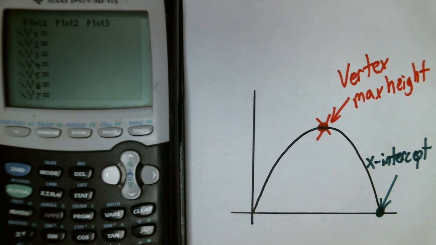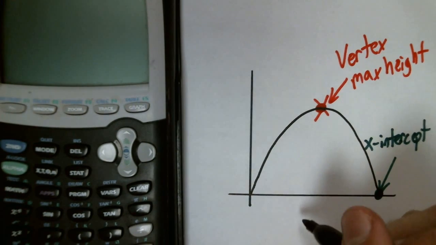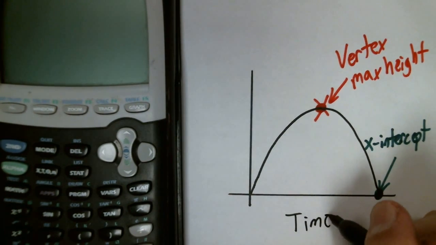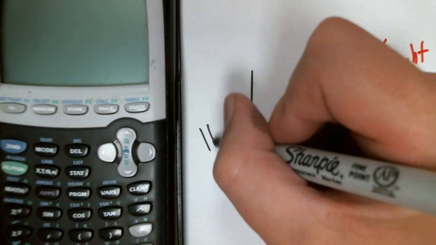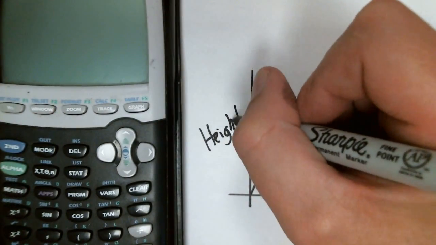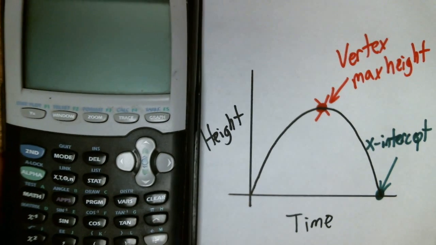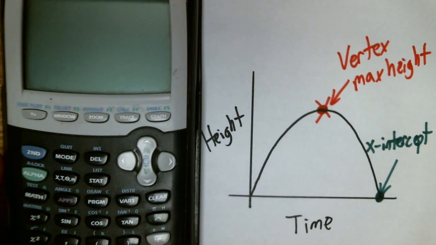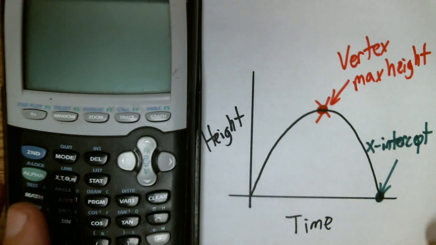And in most of these problems, we're going to have time on the x-axis, and most of the time we're going to have height on our y-axis. So that's basically how each of these problems work. So let's go ahead and jump into a couple of these problems.